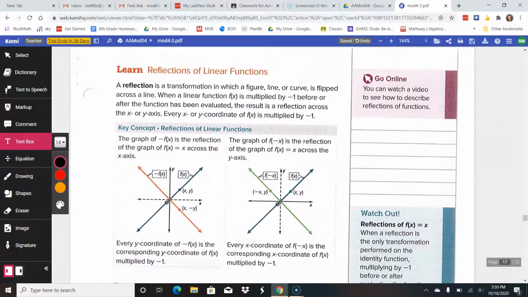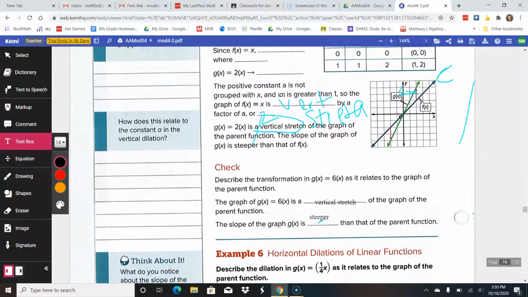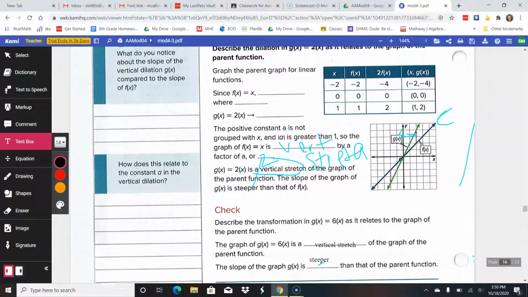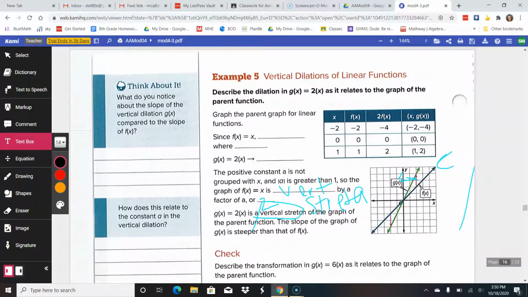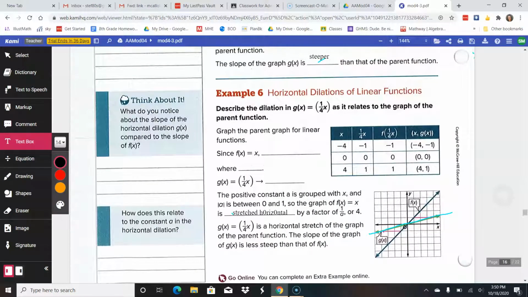Okay. Now I'm looking at reflections. Reflections are a little bit different. Reflections are what you see in a mirror. Okay, so I had a horizontal dilation where I'm like a teeter-totter going up and down. I'm getting closer to the y-axis or closer to the x-axis. So I have a vertical dilation here, and I have a horizontal dilation there, right? Because I'm getting closer. That's below the parent function.